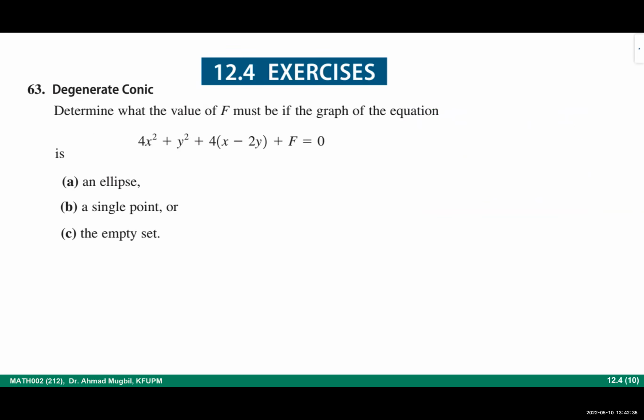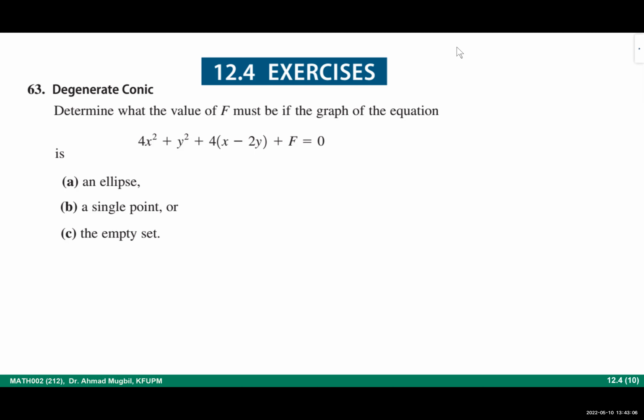Now, I have a very interesting exercise from your textbook and also similar to some old exam questions. Try to solve it, please. Determine the value of f for which this equation represents an ellipse or a single point or no graph at all. What do you think? What is the value of f that you may choose? First of all, what should you do to solve?